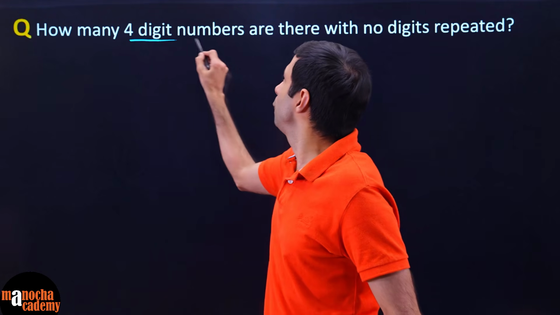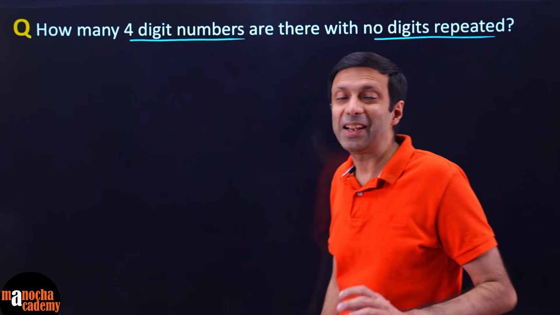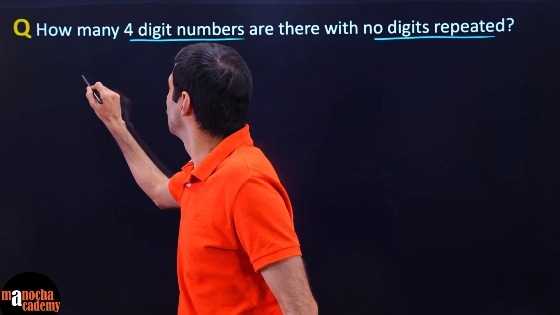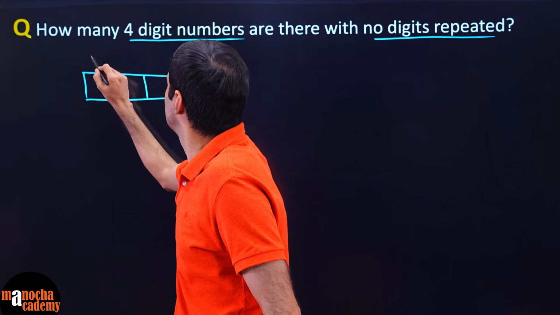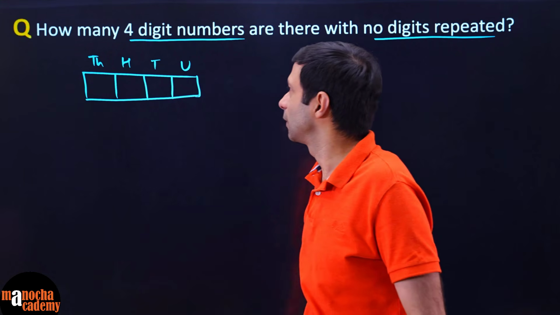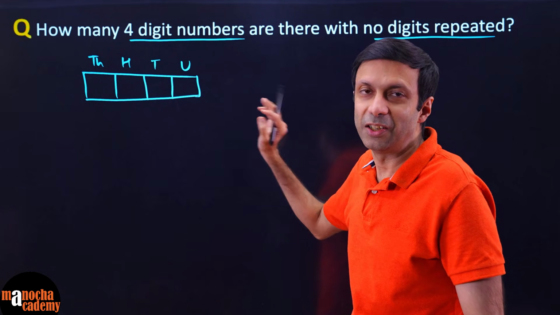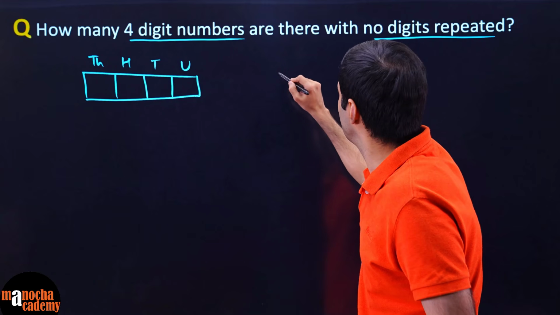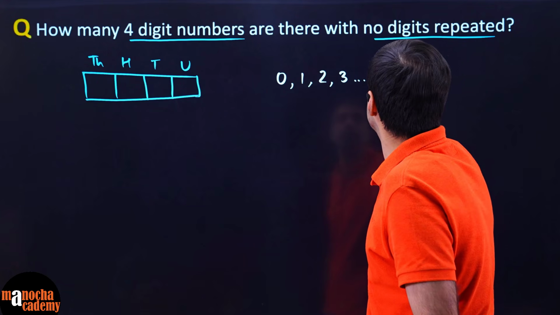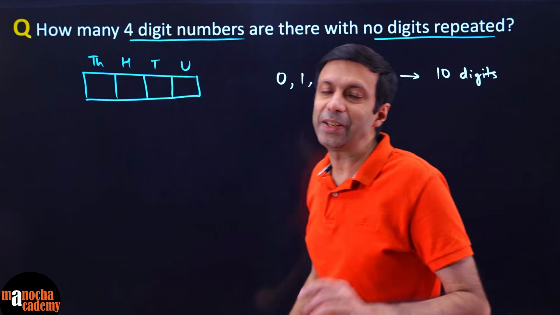You have to find how many 4-digit numbers there are where no digits are repeated. So once again, let's visualize it with our box technique. We'll draw 4 boxes to represent 4-digit numbers. This is the thousands digit, the hundreds digit, the tens digit, and the units digit. Now we need to fill these with the digits. And what are the digits? Digits are from 0 to 9, so 0, 1, 2, 3, all the way up to 9. How many digits do you have at your disposal? You have 10 digits. But we need to make sure no digit is repeated.